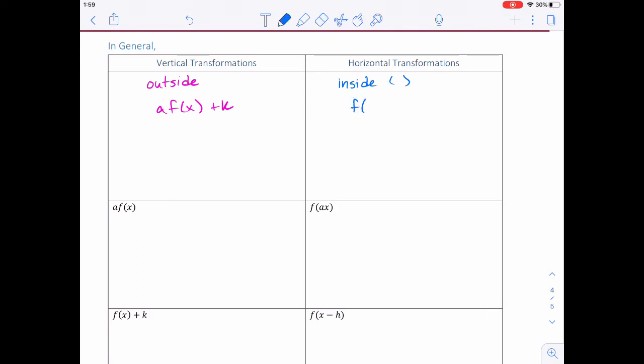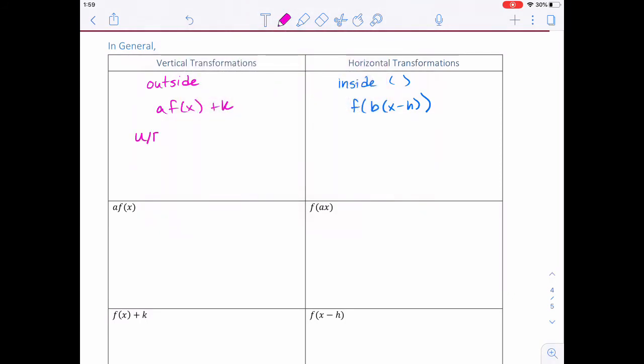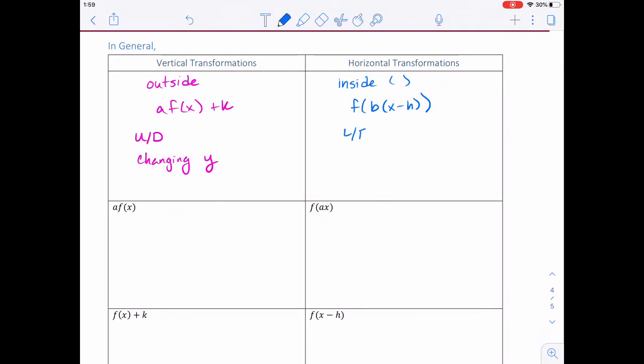And then we have our, let's call it a b, and that b is going to go on the outside like that, so there's sort of this multiplication as an outside or external thing in terms of where it goes. And so vertical, we're looking at up, down, and we're changing y. When we have horizontal, that's left, right, and we are changing x. So you need to think about what is changing. Are we actually changing x, or are we changing the value of our function?